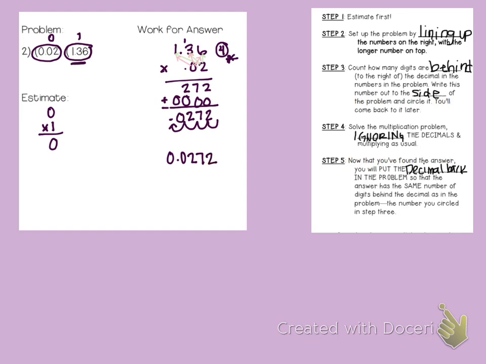Okay, 0.0272. Can we agree that that is 0? Very close to just 0. So that is our answer, and when we estimated, we got 0. Let's go to the next one.